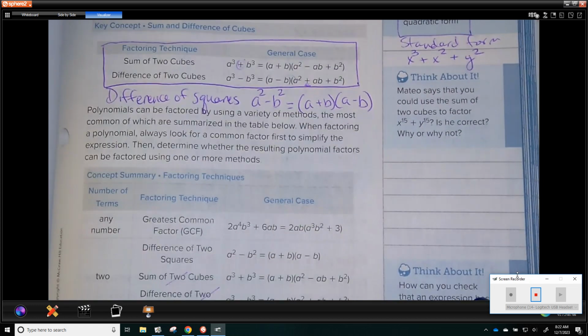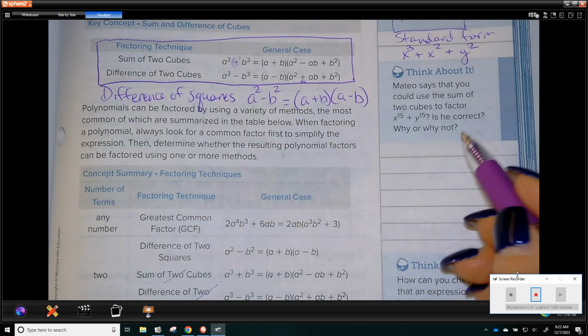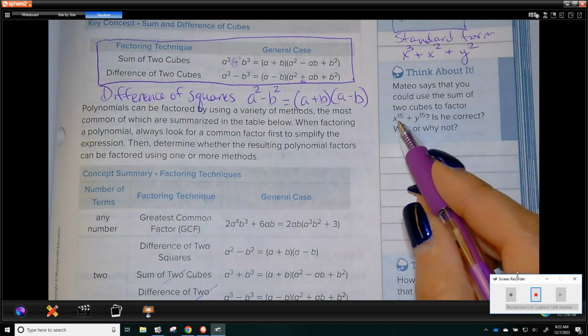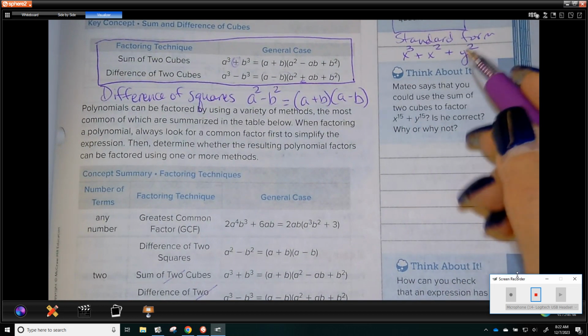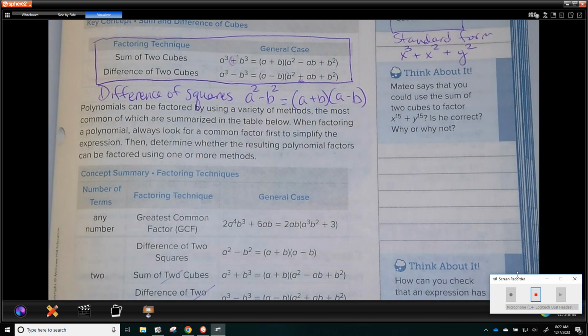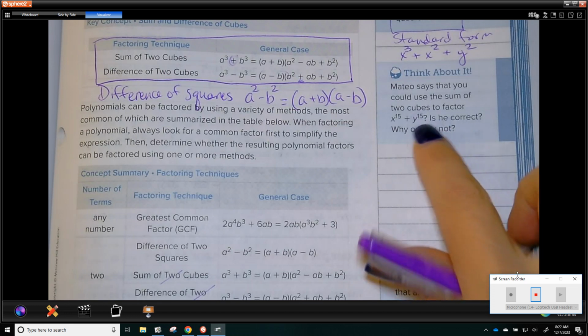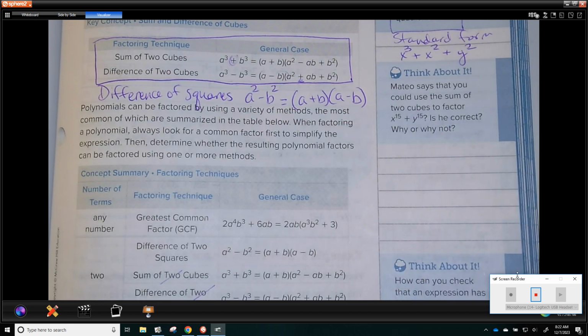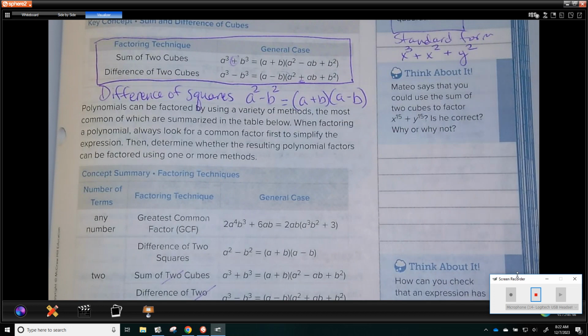Let's go over what Mateo said. You could use the sum of two cubes to factor this. Is he correct? Well, a cube, you have to be able to divide that power by 3. A square, you have to be able to divide that power by 2. 6 can be a cube or a square. It matters when you need it. So, yes, that is true.